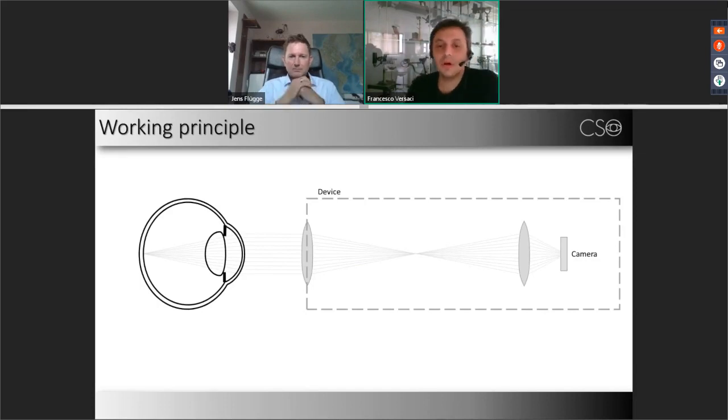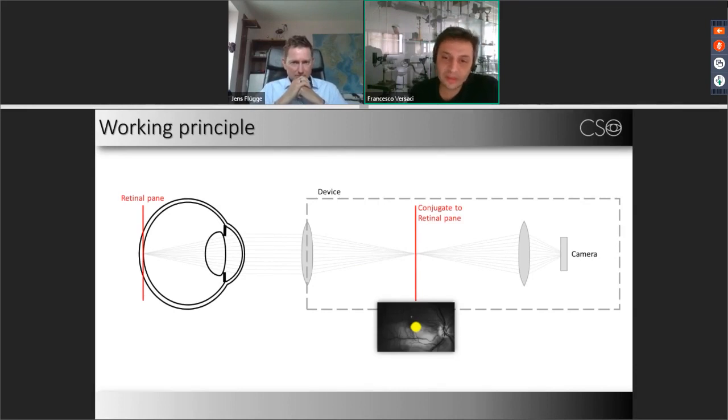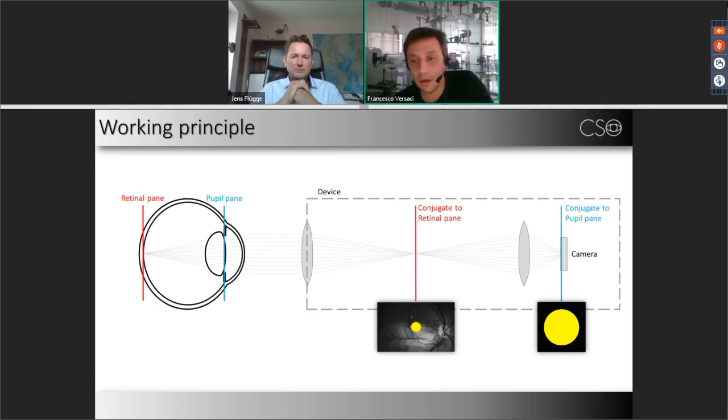The optical system scheme for our device is something like this. We have a first plane that is conjugated to the retinal plane, and a second optics creates a second plane that is conjugated to the pupil plane. We recall that a conjugate focal plane of a given plane is a plane such that the points of the first plane are imaged on the second one. So in the red plane I have an image of the retina. In the blue plane I have an image of the pupil.